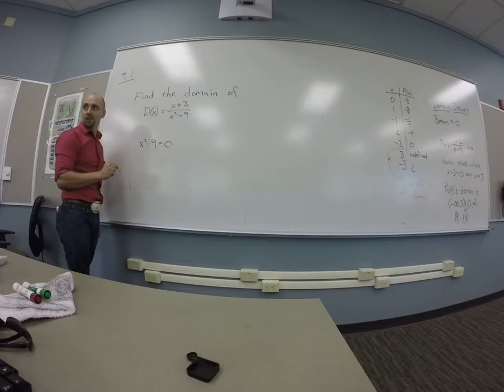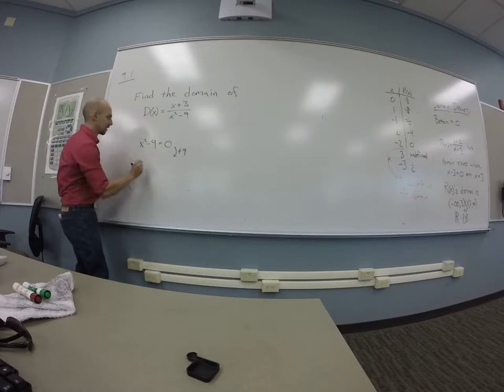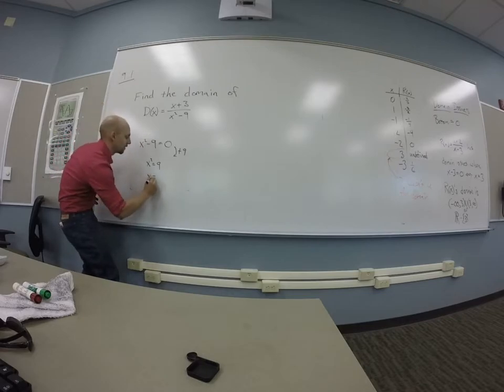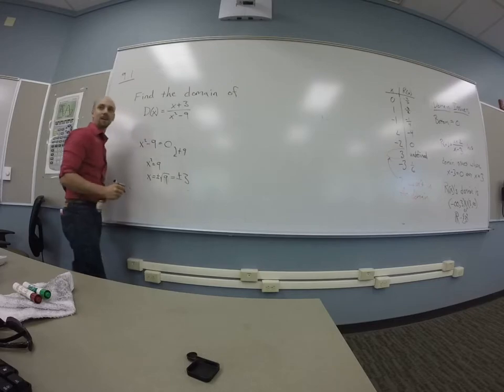Okay, how do you solve this? Complete the square, quadratic formula? Why not? That would count. That's way more complicated. This is already a completed square, right? Yes. So you extract the roots, right? So you add 9 to both sides, right? Get x squared is 9. Square root both sides. Get x is plus or minus the square root of 9, which is plus or minus 3, right?